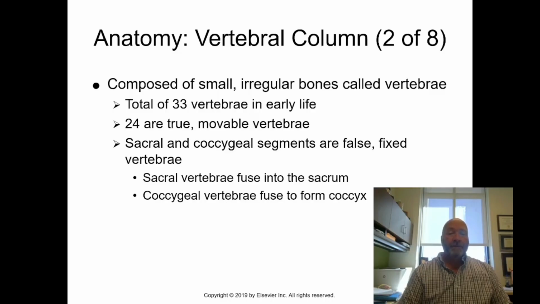So we have 33 individual bones, and some of those will fuse. The portions that are in the pelvic cavity will fuse into two separate portions. Those will be the sacral segments and the coccyx. So 24 true movable vertebrae, and we'll talk about the specifics of the different types of vertebrae: cervical, thoracic, and lumbar vertebrae.